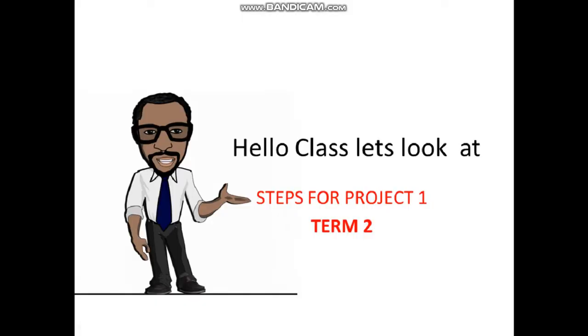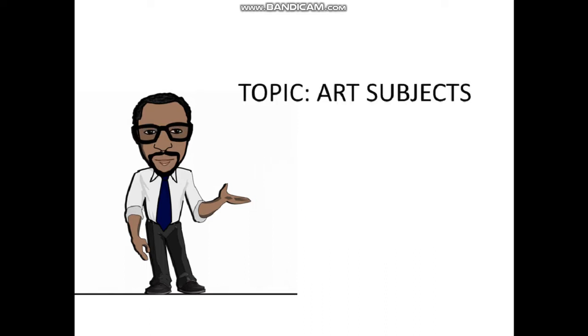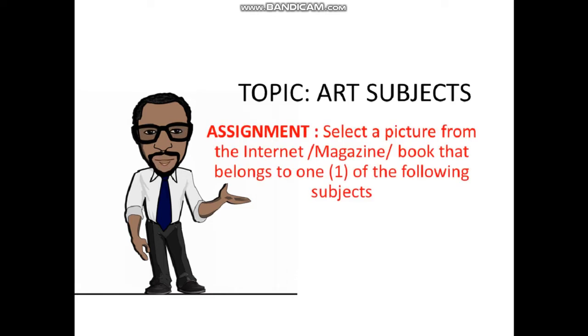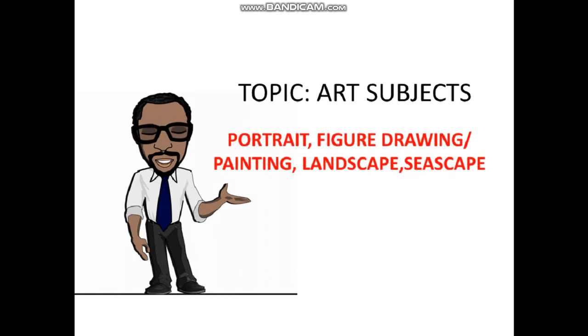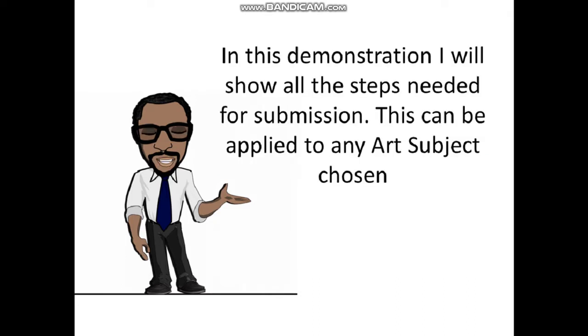Let's look at the steps for Project 1 as we do this project in Term 2. Now, the topic that we are looking at is art subjects. The assignment we were given under this topic was to select a picture from the internet or a magazine or a book that belongs to one of the following subjects: portrait, figure drawing or painting, landscape or seascape. In this demonstration, I will show all the steps needed for submission. This can be applied to any art subject chosen.